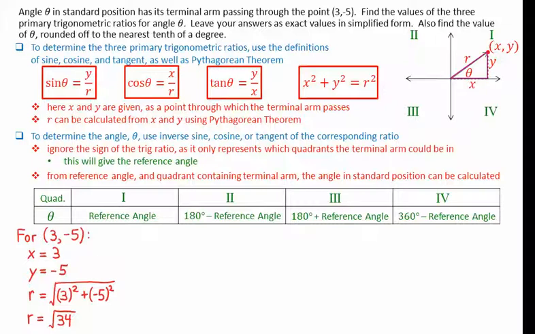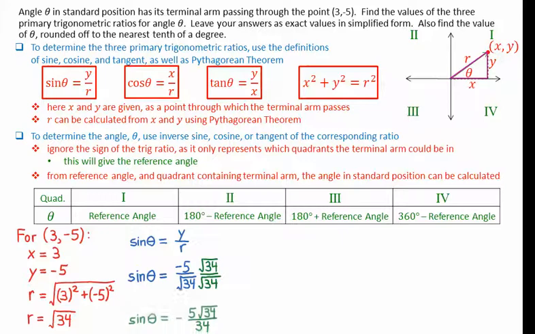First of all then, for sine equals y over r, plugging in y equals -5 and r equals the square root of 34. We then simplify this by rationalizing the denominator. This gives a result of -5 root 34 over 34.